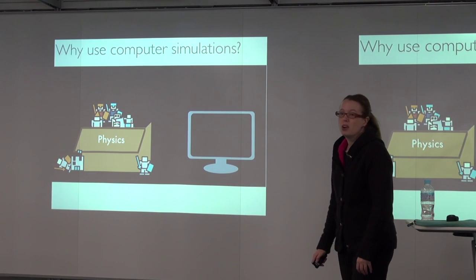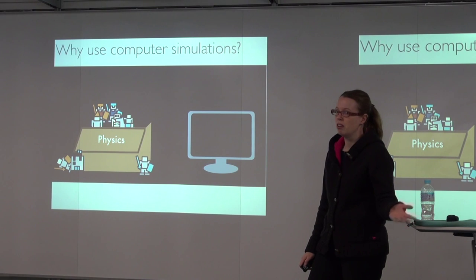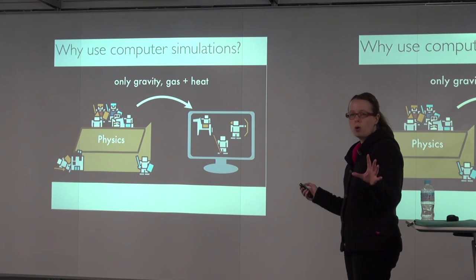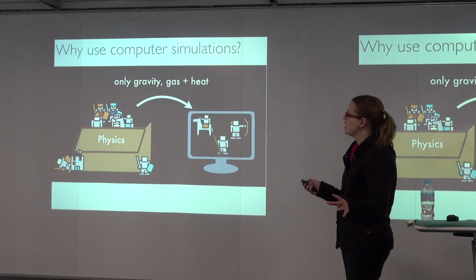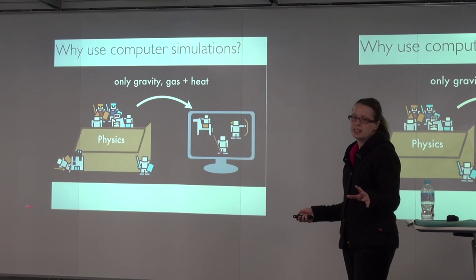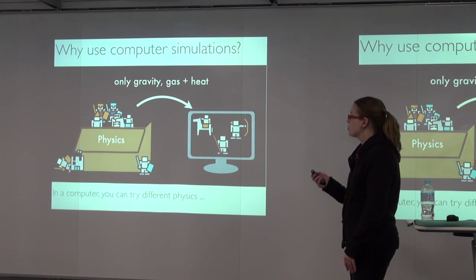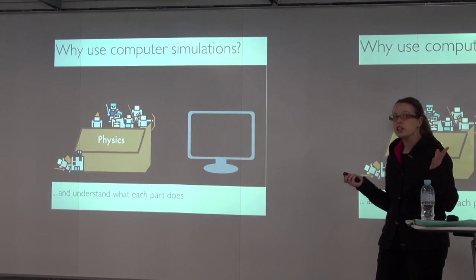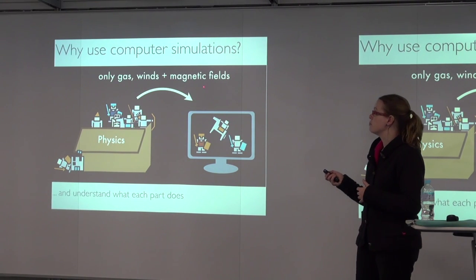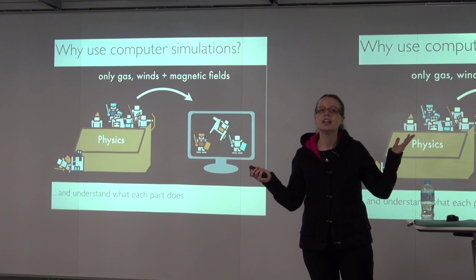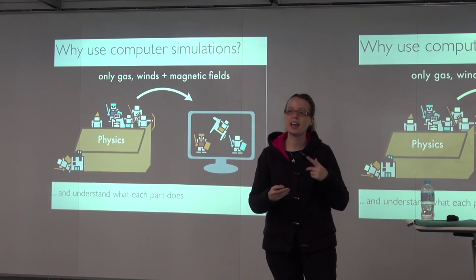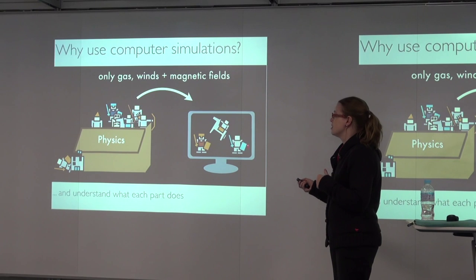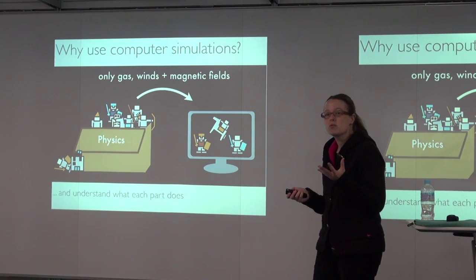But with a computer simulation, we can do some really crazy stuff and just turn off physics we're not interested in. So we could make a simulation in which there was a whole universe constructed with only gravity, gas, and heat, and leave all the other physics alone in the toy box. Or alternatively, we could try a different universe entirely and say, what would the universe look like if it had gas, winds, and magnetic fields, but no gravity? And by comparing what the result is, we can say, ah, this is the most important role for gravity, this is what gas affects, this is what magnetic fields affect, and understand the role they're playing.